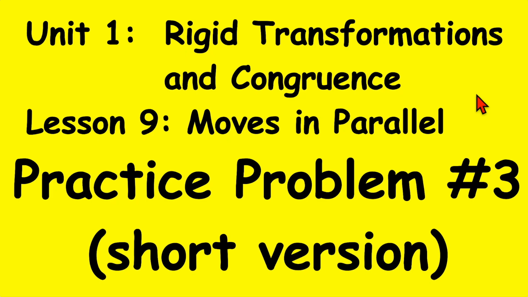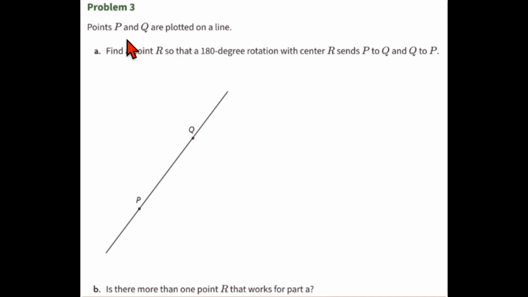This is the short version of practice problem number 3 from lesson 9, Moves in Parallel, and unit 1, Rigid Transformations and Congruence. In practice problem number 3, you have points P and Q that are plotted on this line, and you are asked to find point R, which is the center of rotation, which takes P to Q and Q to P when each are rotated 180 degrees around the center of rotation at point R.